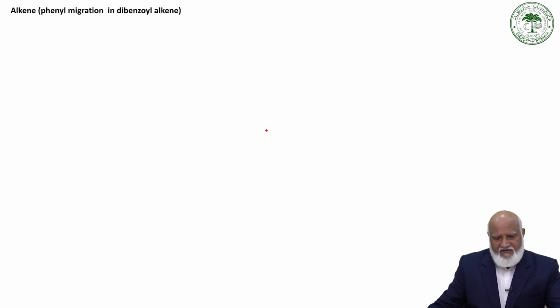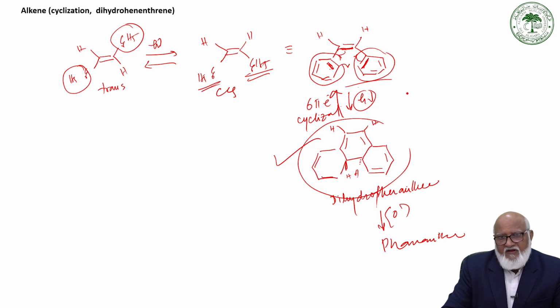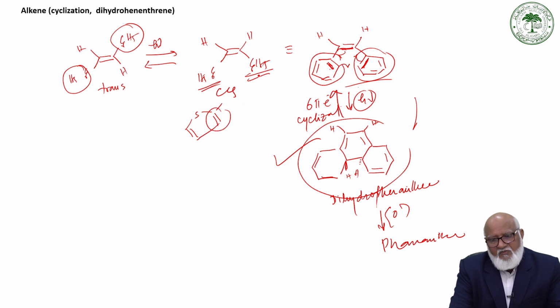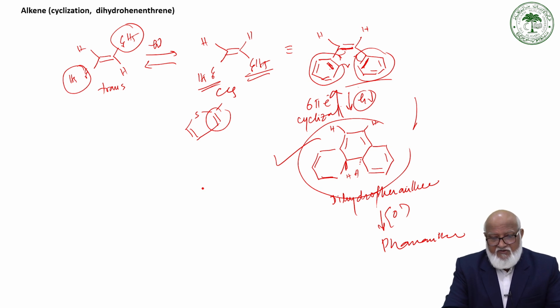As I have mentioned, if you have a proper substituent in the cis orientation, two phenyl groups may undergo this type of reaction. If we have a phenyl group, or another substituent like thiophene, one double bond of the thiophene or one double bond of the phenyl group may also go in a similar way. If we have a furan, the furan may also undergo a similar type of rearrangement.